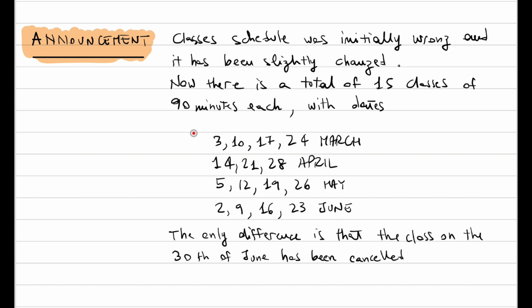So these are the new dates, which if you check against the old dates, you'll notice that the only difference is that the last lesson in June was suppressed. So the class on the 30th of June is actually cancelled, and there is only a total of 15 classes instead of 16. And also the classes are of 90 minutes each.